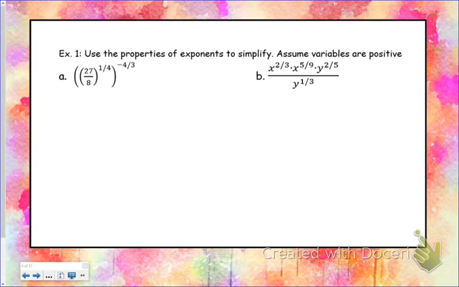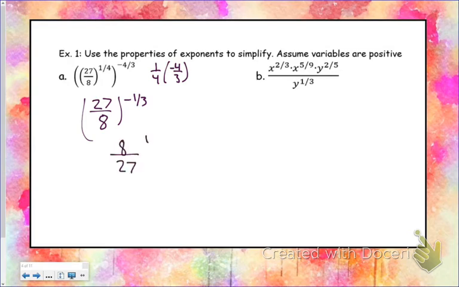For this first one, I have a power to a power, so I would multiply those exponents. It's just a little bit harder because it's fractions. So this would be 27 over 8, and then I'm going to multiply 1/4 times negative 4/3. Those multiply together to get a negative 1/3. Again, negative exponents would flip the fraction. So this is 8 over 27 to the 1/3. Both of those numbers, we would take the cube root of them. So that would be 2 over 3.